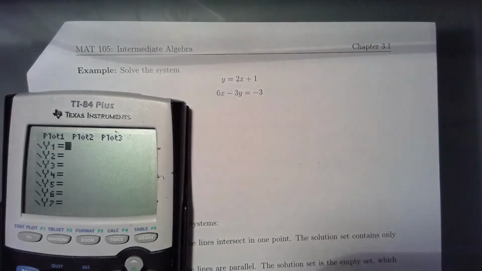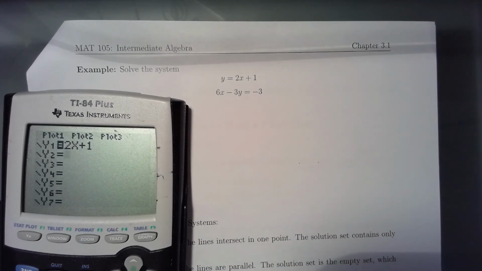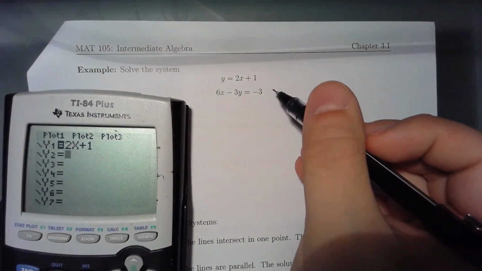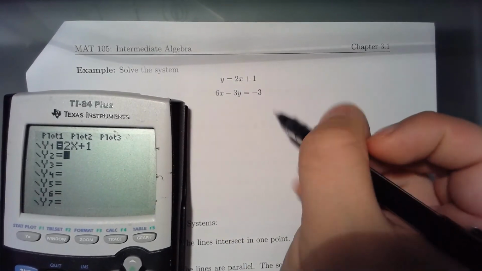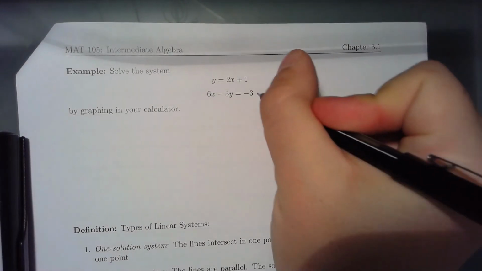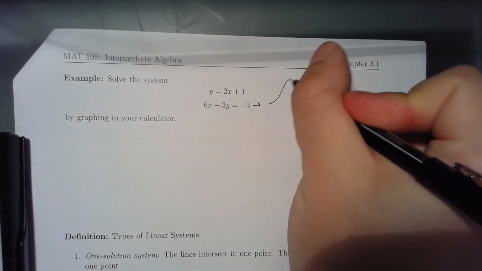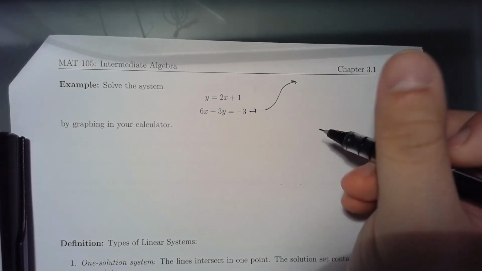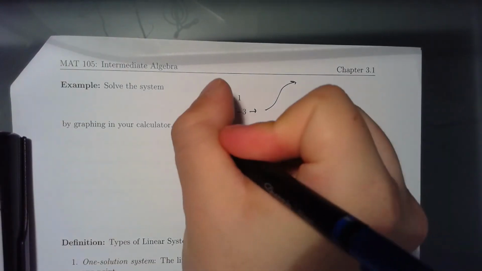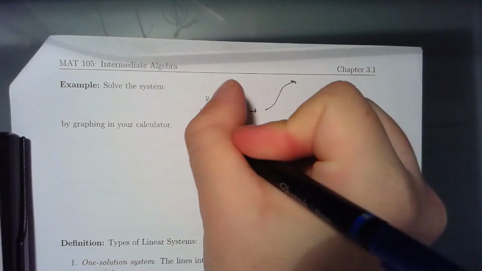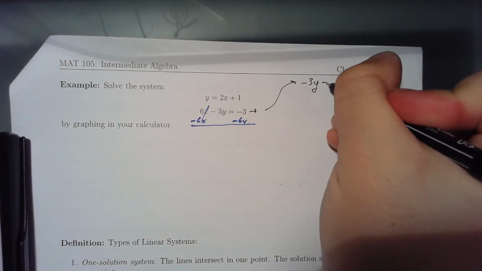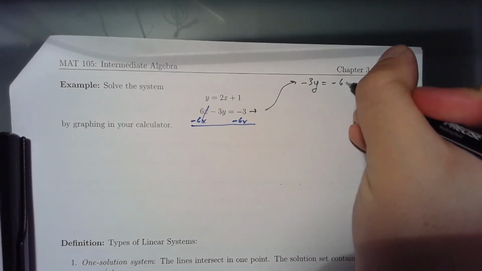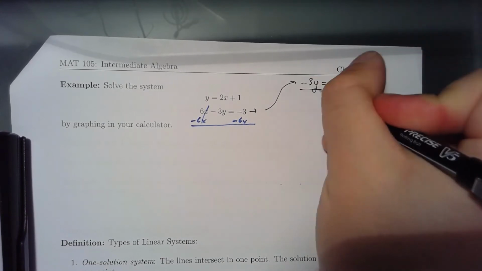The first one's easy enough, 2x plus 1. But what's wrong with the second equation? It's not solved for y. In order to plug it in my calculator, it better be solved for y. So let me solve this equation for y. You just subtract 6x from both sides, and then you're going to get negative 3y equals negative 6x minus 3. Then divide both sides by negative 3.